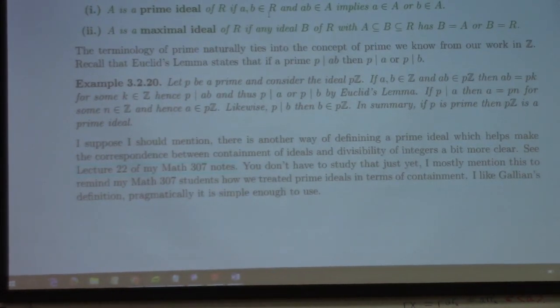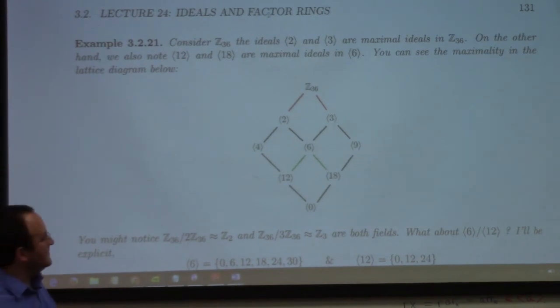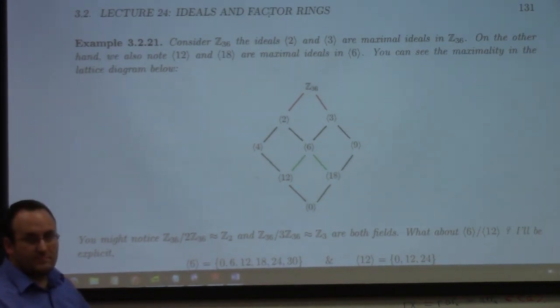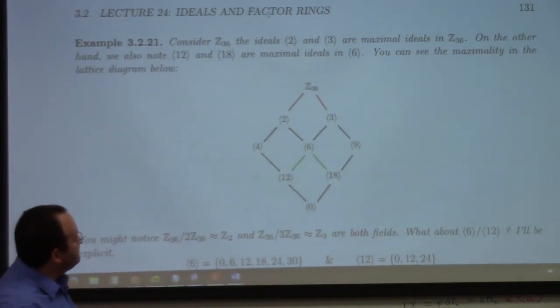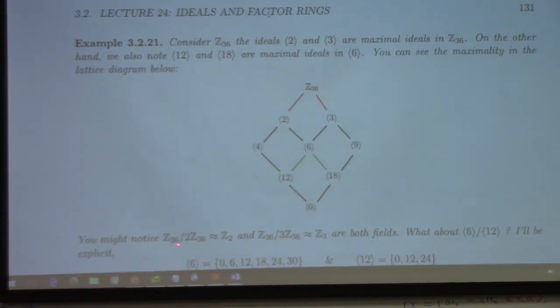Now, not surprisingly, if we look at pZ, where p is a prime, that's a prime ideal. This picture is good while I've got it out. If we look at Z36, in Z36, 2 and 3 generate maximal ideals, right? Under 6, 12, and 18 are maximal ideals of 6, right? By the way, it's not an accident. Z36 mod 2Z36 is isomorphic to Z2, and Z36 mod 3Z36 is isomorphic to Z3. It's not an accident that the quotient by the maximal ideals here are fields. This is, in fact, a theorem that we'll prove next time.